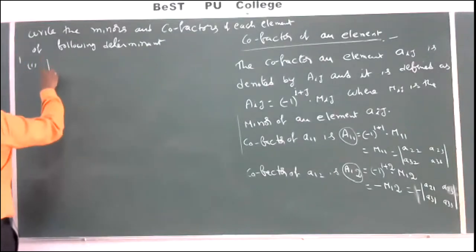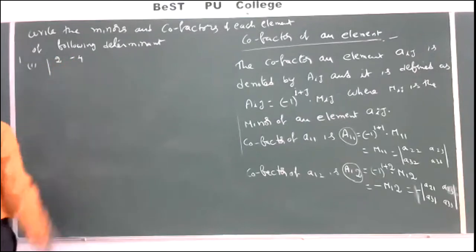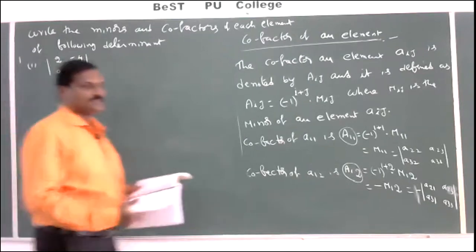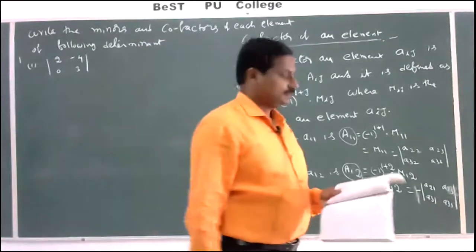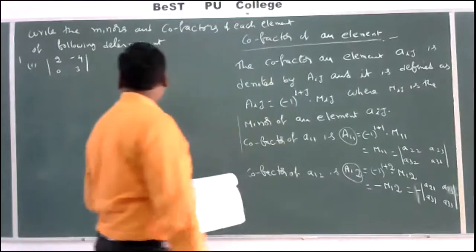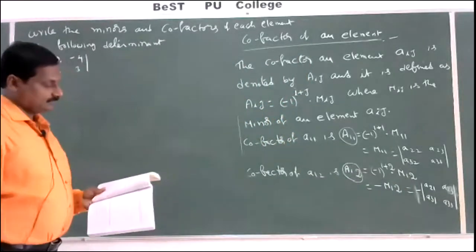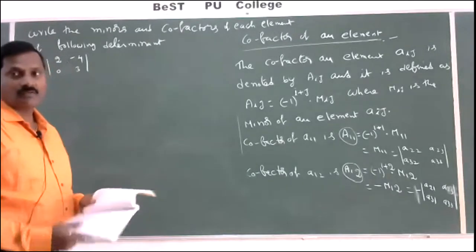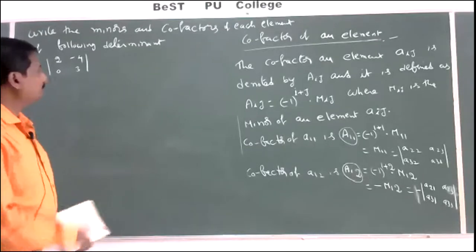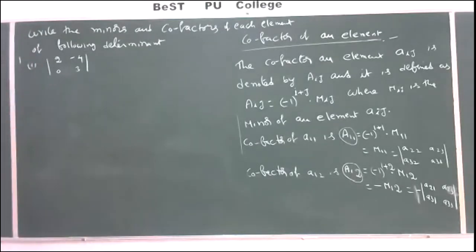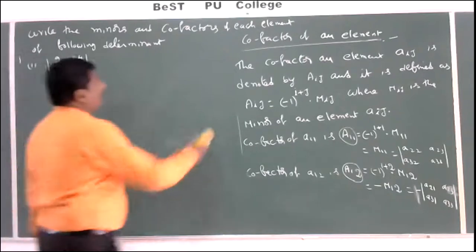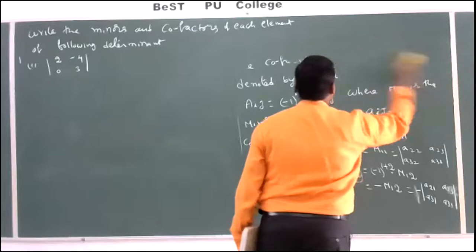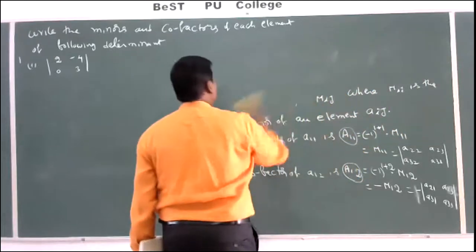Here the determinant of 2, minus 4, 0, 3 is a 2 by 2 matrix. It is the determinant of 2, minus 4, 0, 3. In exercise 4.4, first problem: write the minors and cofactors of each of the following determinants.